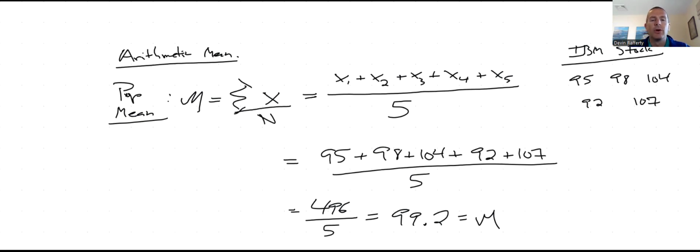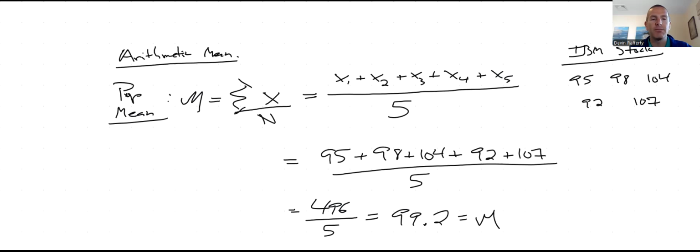So our population mean, what is that? The population mean is a parameter, and it is the true actual value. It's the true actual average of our IBM stock prices from last week. What is the true actual average of our stock prices of IBM from last week? It's 95 plus 98 plus 104 plus 92 plus 107 divided by 5, which is $99.20. So if somebody asked you what is the true, actual, real average stock price of IBM from last week, you would say it's $99.20.